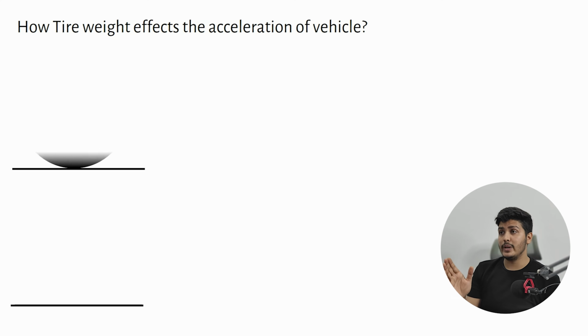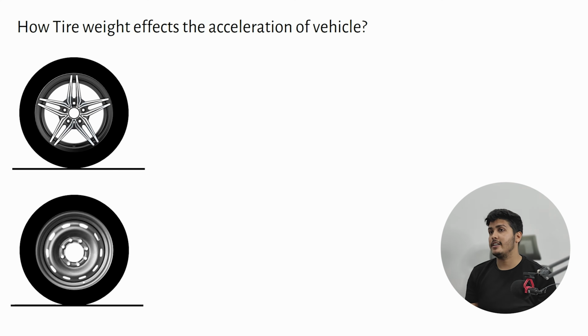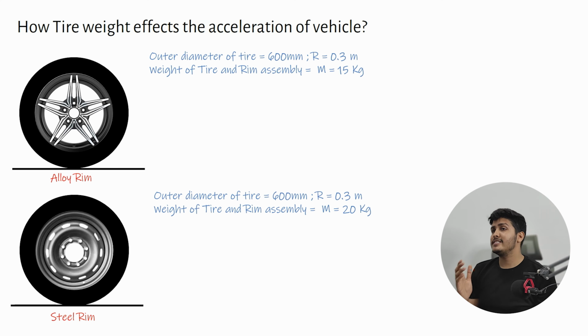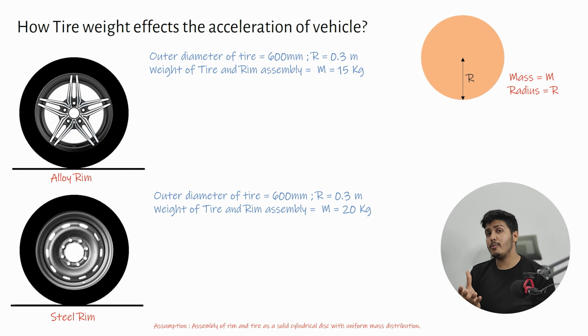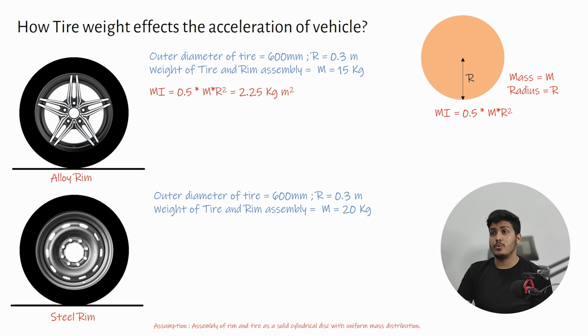Here we are having two wheels with the same dimension but different weight. One uses an alloy rim and another uses a steel rim. Let's assume this assembly of the rim and tire as a solid cylindrical disc with uniform mass distribution, just for simplifying our calculations. For a solid cylindrical disc, the moment of inertia is given by I equals half m r squared. On putting the values, we will get the total moment of inertia equals 9 kg meter square for the alloy wheels and 12 kg meter square for the steel wheels.